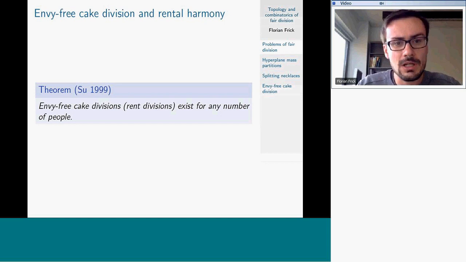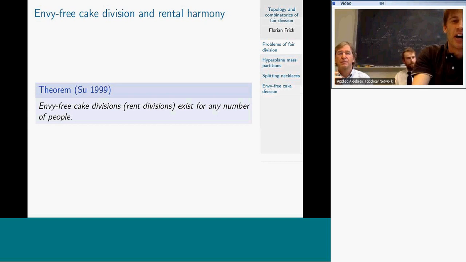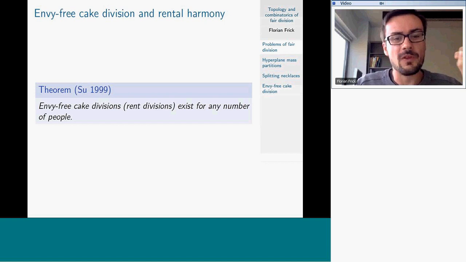So three problems. And Florian, does this theorem tell you how to produce these divisions, or is it just an existence? Generalizing the algorithm of first person cuts, second person chooses to more people is very difficult, but this is not just an existence proof. It also tells you how to find this fair division.